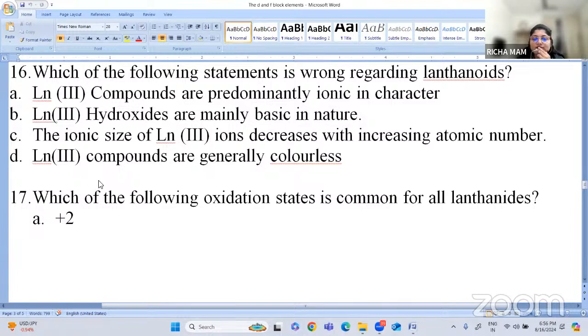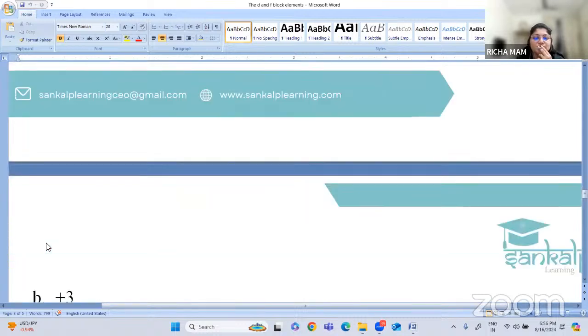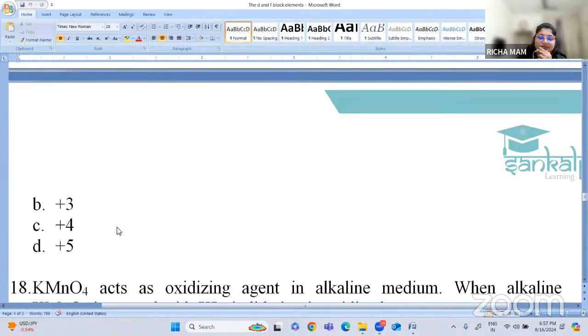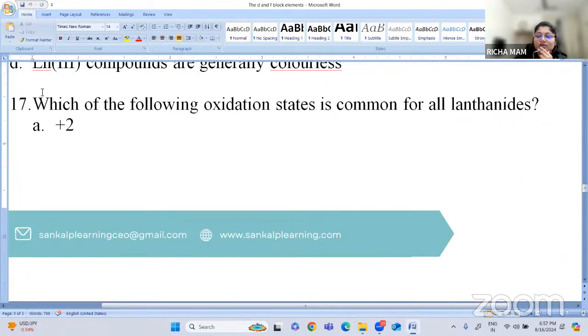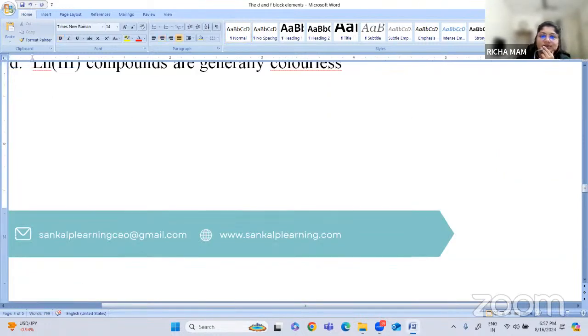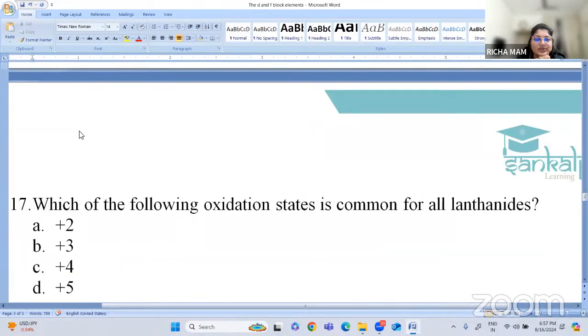Which of the following oxidation states is common for all lanthanides? +2, +3, +4, and +5. Which is the common oxidation state of the lanthanoids? Just now we have discussed which is the common oxidation state of lanthanides. Remember that, very important. Which is the common oxidation state? +2, +3, +4, and +5.